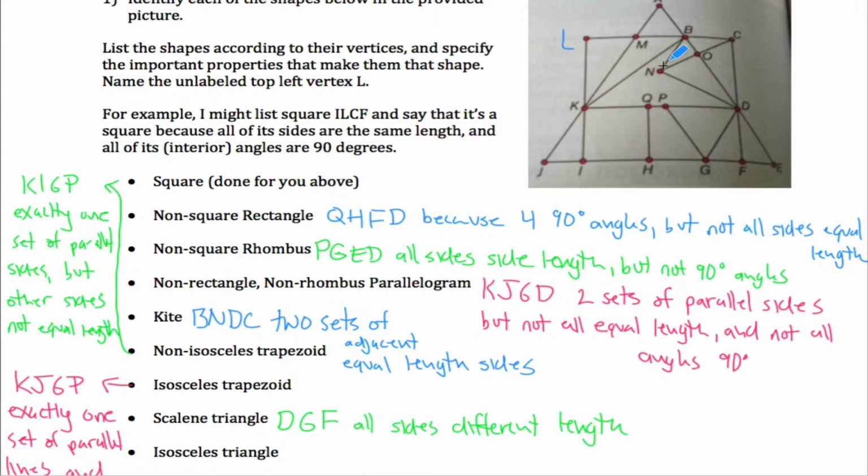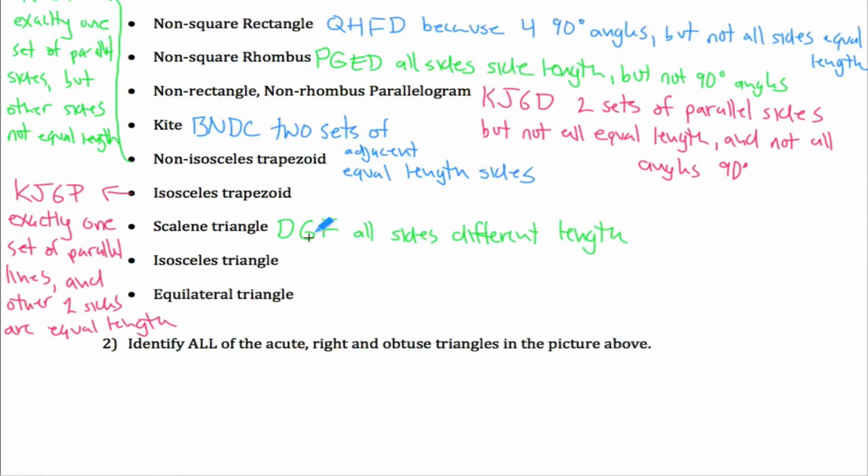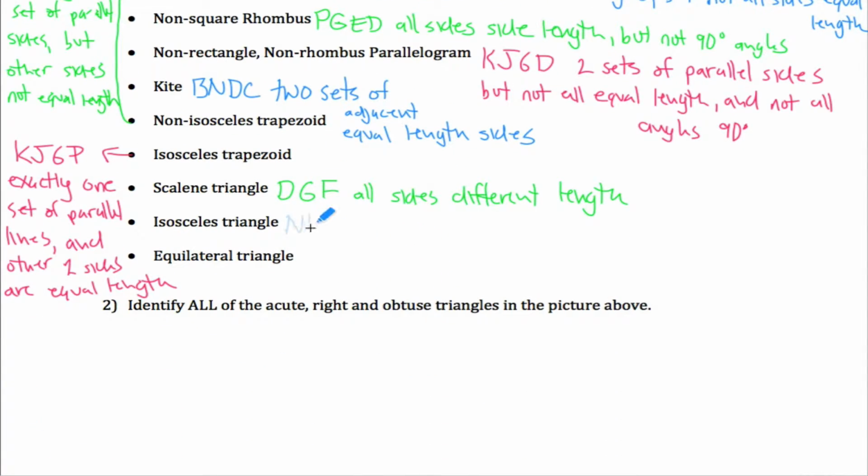Well, that might be equilateral. How about this guy? That's pretty clearly not equilateral. How about NBC? NBC has two equal length sides. Fine. And what about an equilateral triangle?